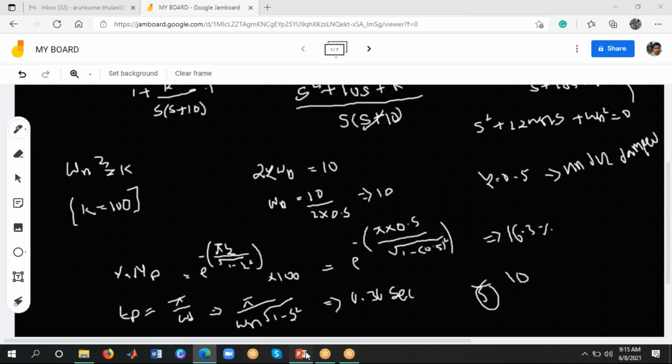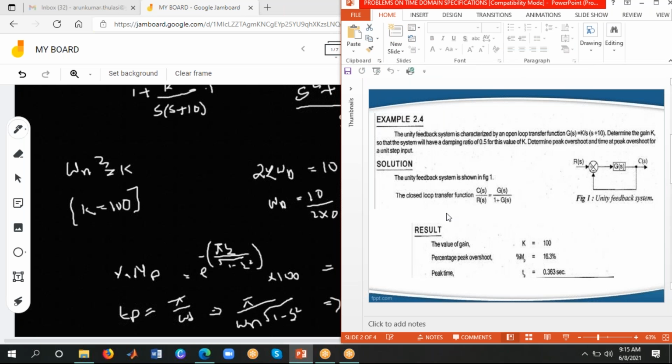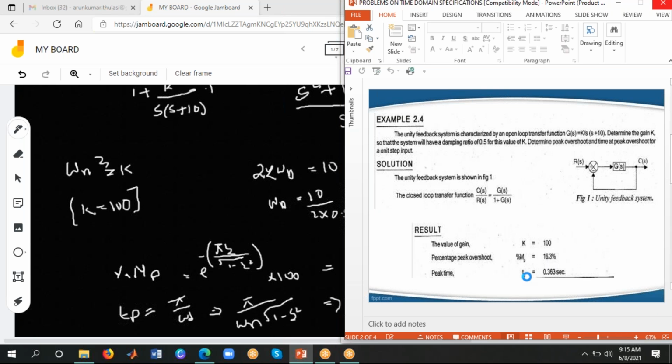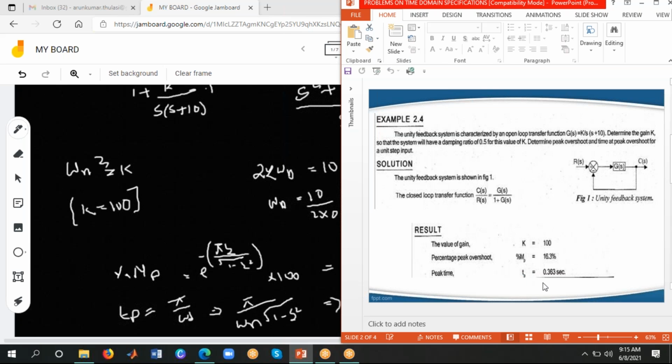So next problem. So let me check. So here K is 100, maximum overshoot is 16.3% and peak time is 0.363. So these are the three values we determined from this problem.